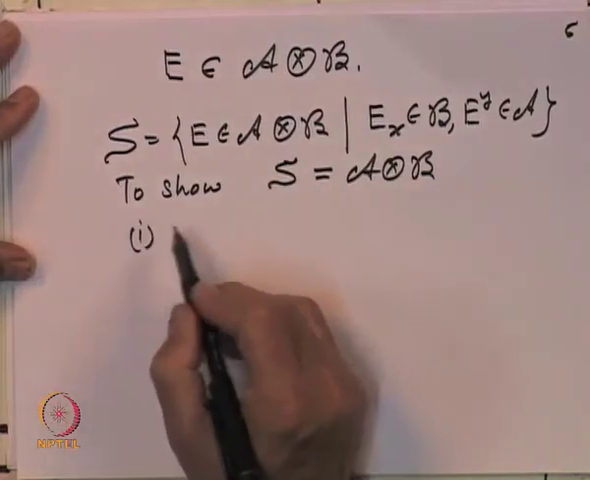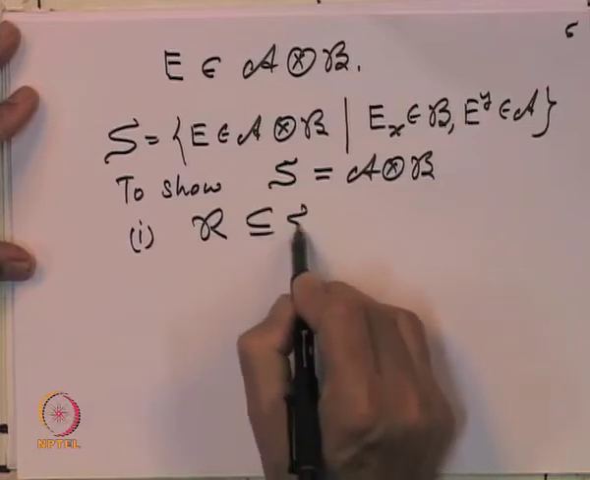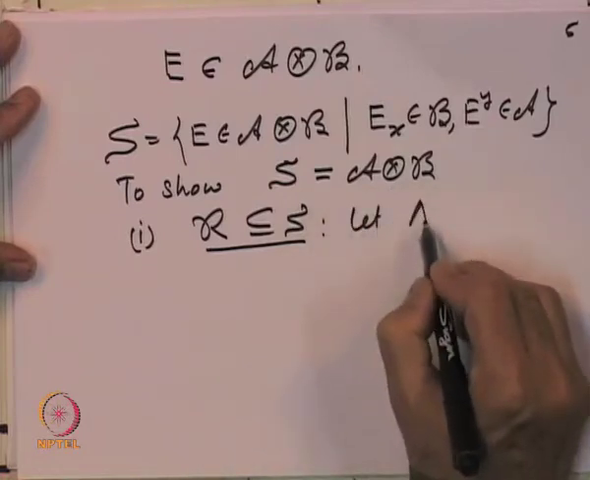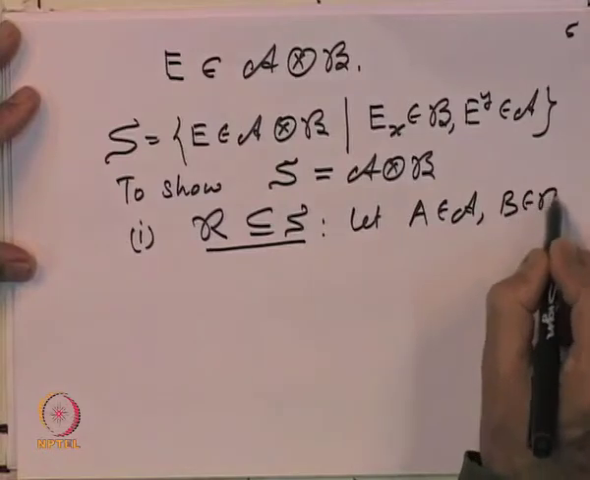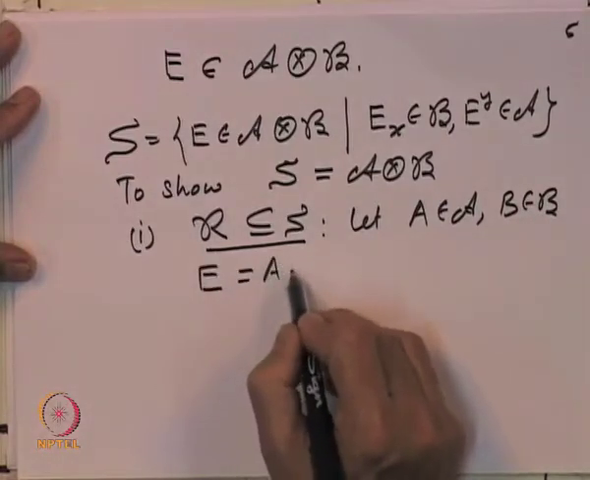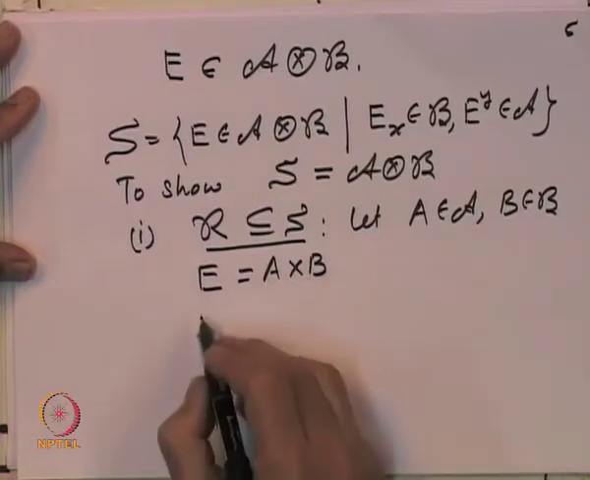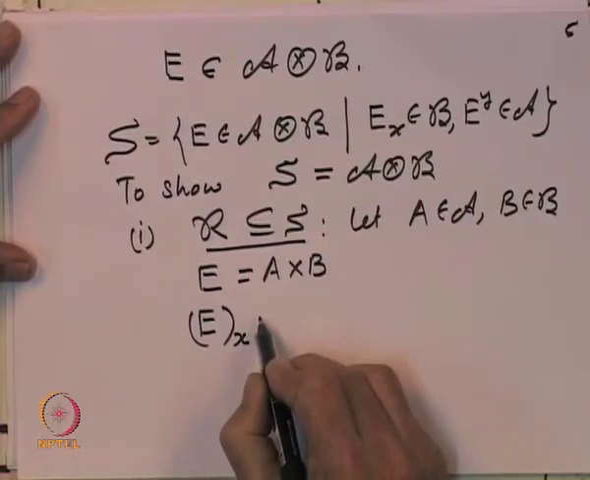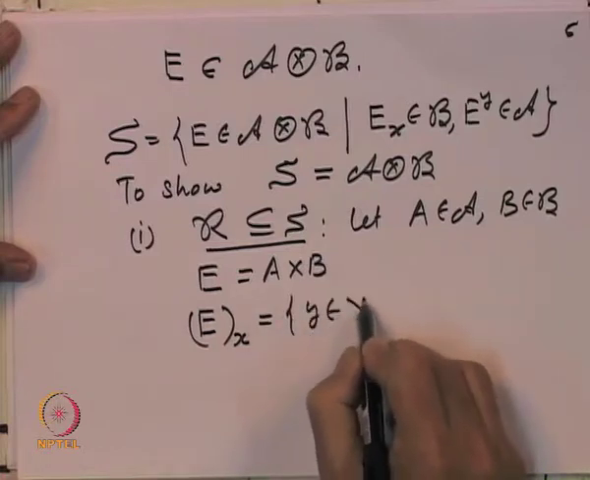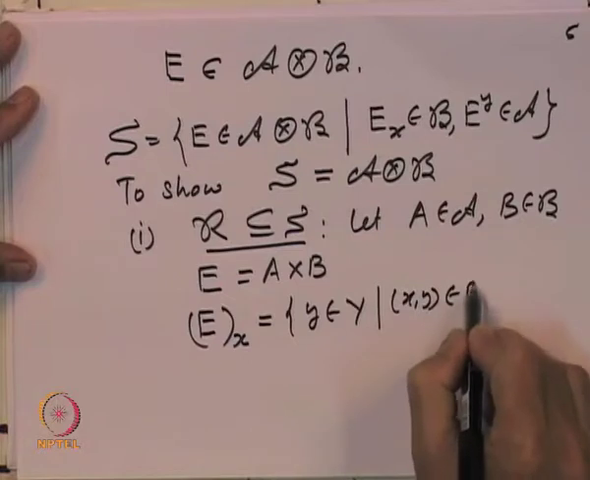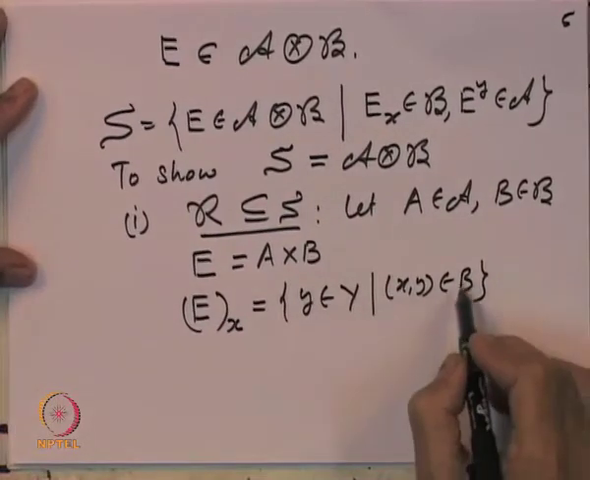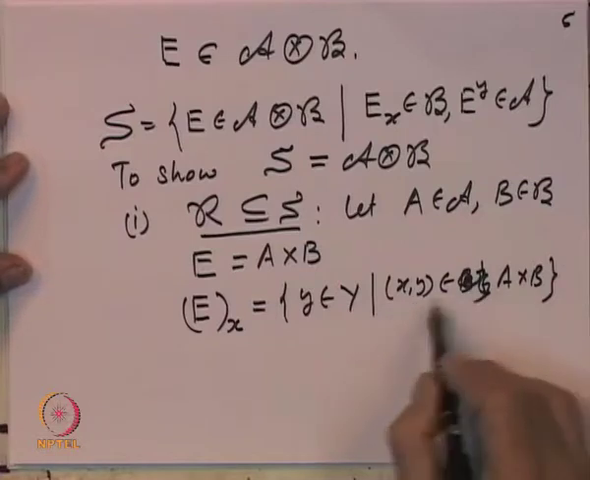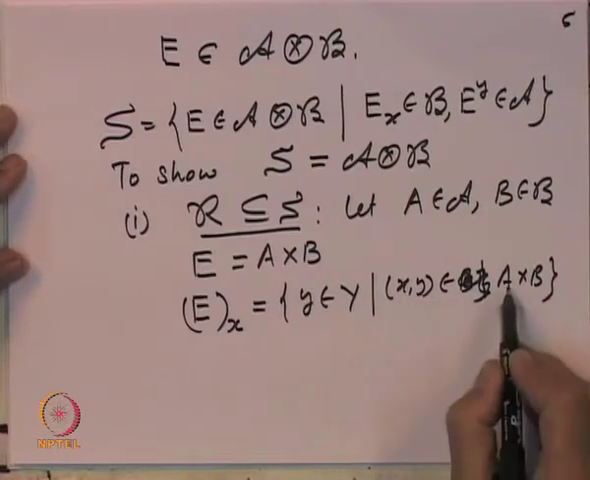So, we will check two things. One, let us check the properties of this. The first is that the rectangles are inside S. To check this property, let us take a rectangle. Let A belong to A and B belong to B, and let us take the rectangle E equal to A cross B. If you recall, we had calculated the section of E at x. That is all y belonging to Y such that (x, y) belongs to A cross B.